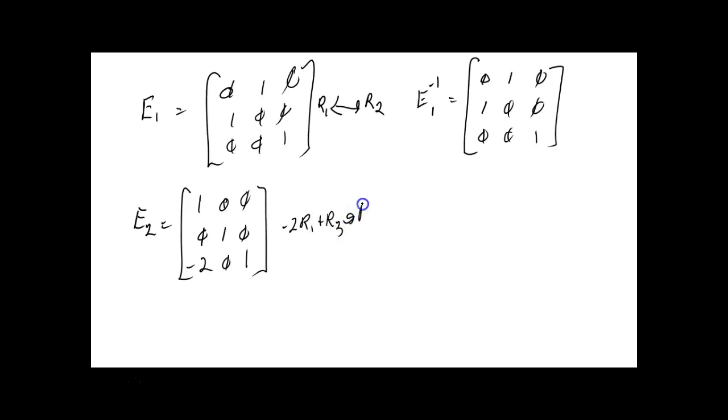Okay, and that gave you the new row 3, right? Good. Now, does this matrix have an inverse? We know it has an inverse. It's an elementary matrix. It will have an inverse. What is the inverse of that one?